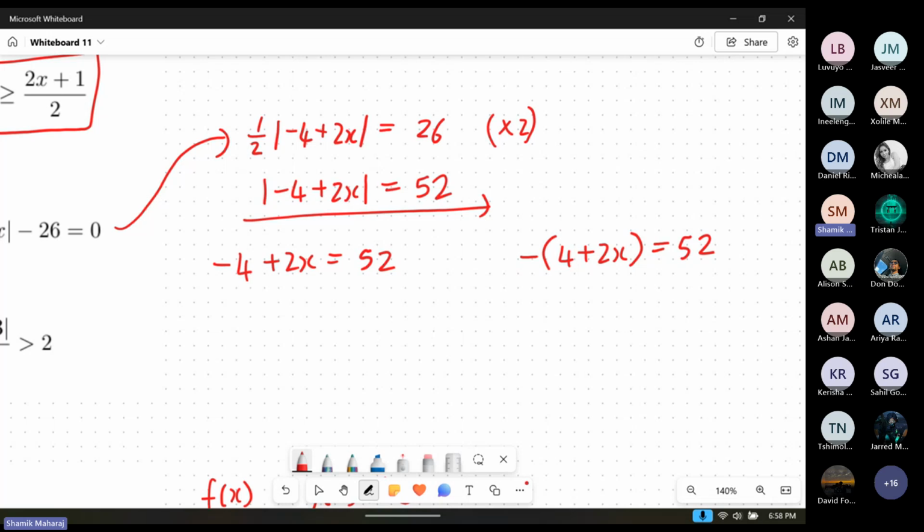Okay, so both of these are equations we can in principle solve. So let's do both of them. The one on the left looks easier, so we do that first. So we get 2x is equal to 52 plus 4, which gives me 56.